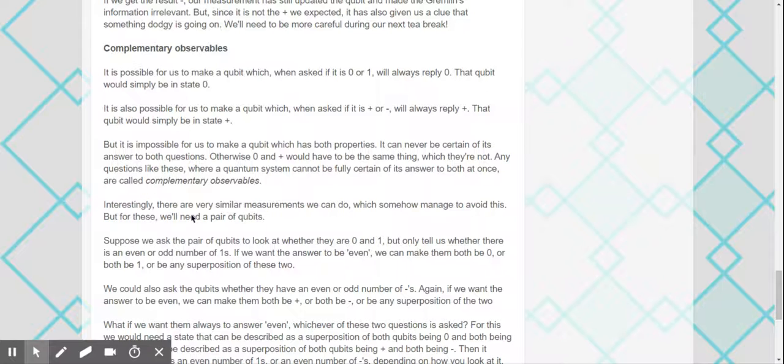Any question like this, where a quantum system cannot be fully certain of its answer to both at once, are called complementary observables. Interestingly, there are very similar measurements we can do which somehow manage to avoid this, but for this we'll need a pair of qubits. Suppose we ask the pair of qubits to look at whether they are 0 and 1, but only tell us whether there is an even or odd number of ones. If we want the answer to be even, we can make them both be 0, both be 1, or be any superposition of these two.